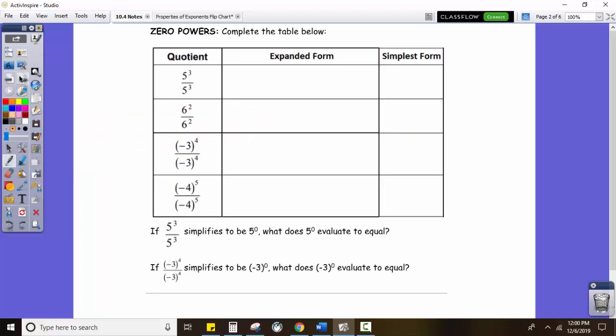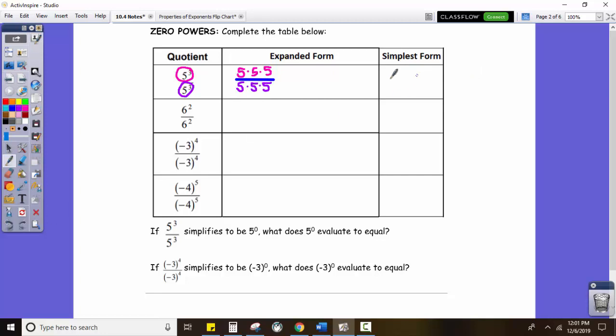So if we start with the notes in your packet, it says 0 powers, complete the table. So in the first column, we have a quotient of 5 to the third divided by 5 to the third. So in expanded form, we're going to write that out. So for the numerator, I have 5 to the third. That would be 5 times 5 times 5. That's expanded form. We don't want to actually evaluate what 5 to the third is. And then in the denominator, we have 5 to the third again. So 5 times 5 times 5.